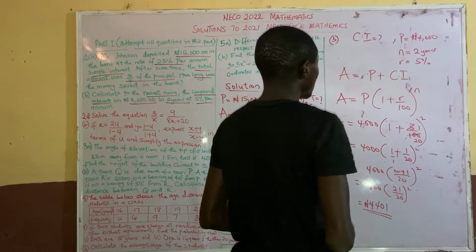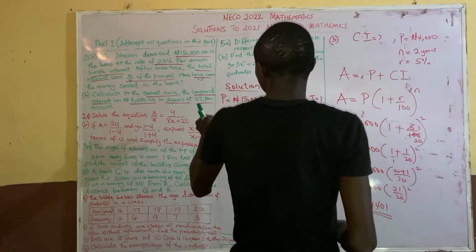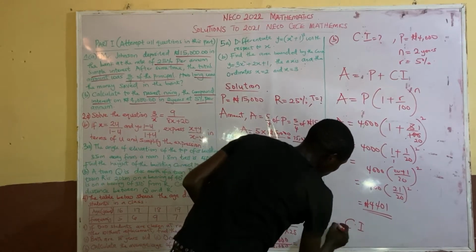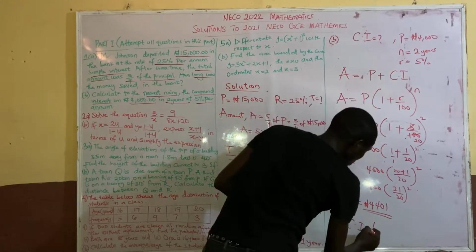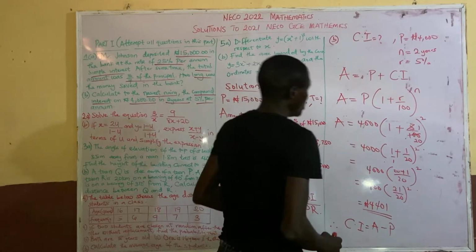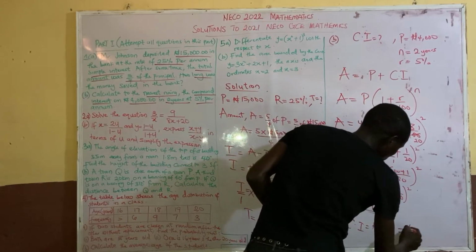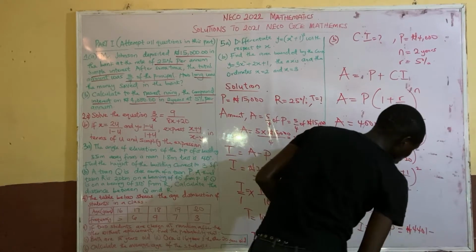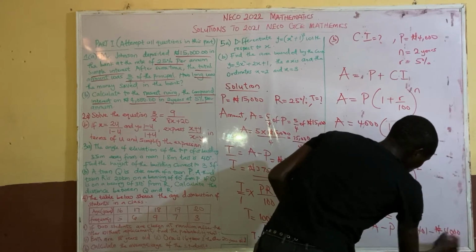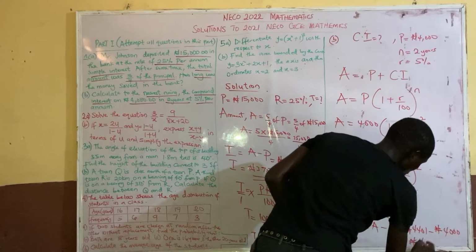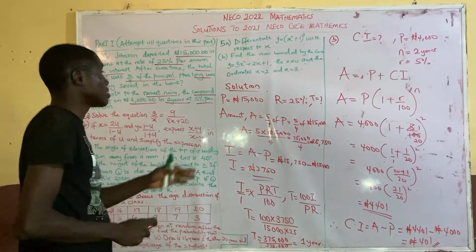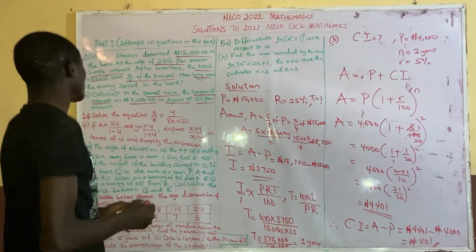So from here we can calculate the compound interest. The compound interest from that formula will be amount minus principal. Which is 4,410 minus 4,000 naira. So we have the answer is 410. So that's the answer for the two questions, question A and B. So that's about that.